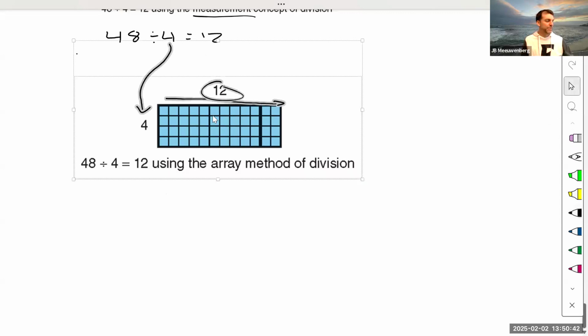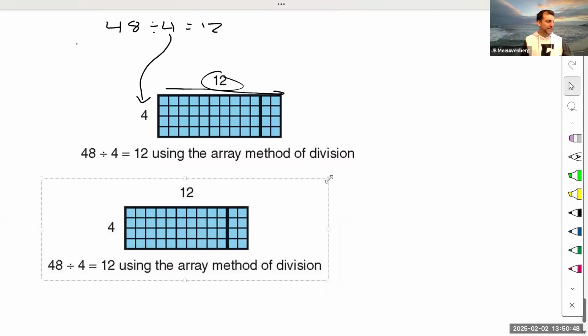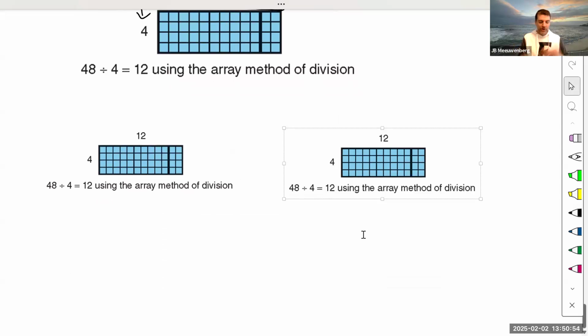I'm going to paste this little diagram, and I'm going to do it a couple different times because I want to show it a little bit differently and connect it to the idea of the measurement and the sharing concepts. So you can look at these arrays two different ways. You could look at it as one group here. There's one. There's another one of 12. There's another one of 12. And there's another one of 12. So you can look at it as 4 groups of 12, right? Where you're looking at your groups as these horizontal lines.